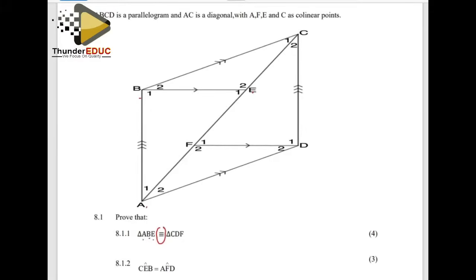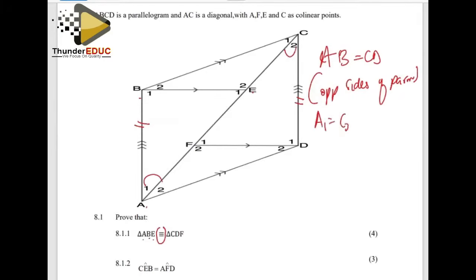Now, before we even go further, ABCD is a parallelogram. So we know that with a parallelogram, opposite sides must be equal. Okay, so we're going to start with that. So that AB is the same as CD. Reason, opposite sides of a parallelogram. Okay, opposite sides of a parallelogram. And then from there, we're going to say that C2 is the same as A1. So A1 is the same as C2.